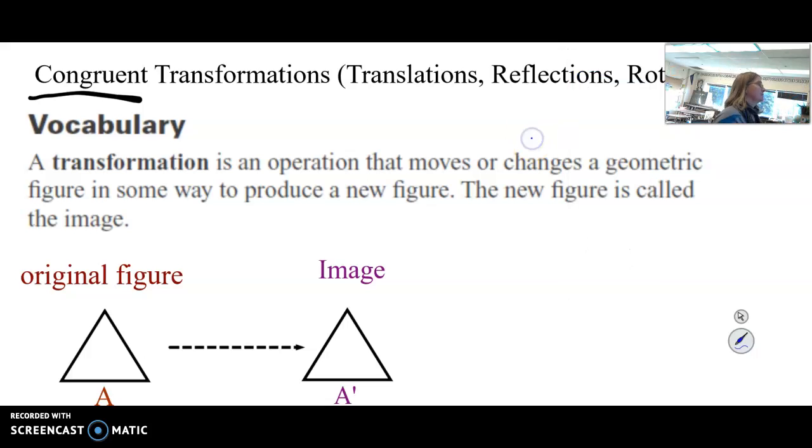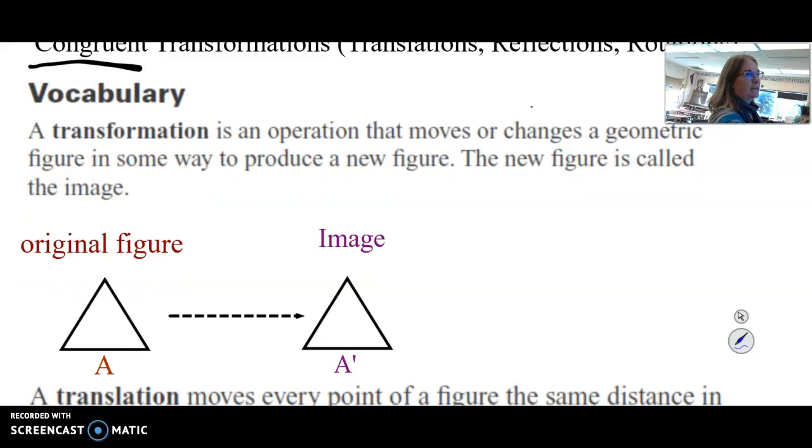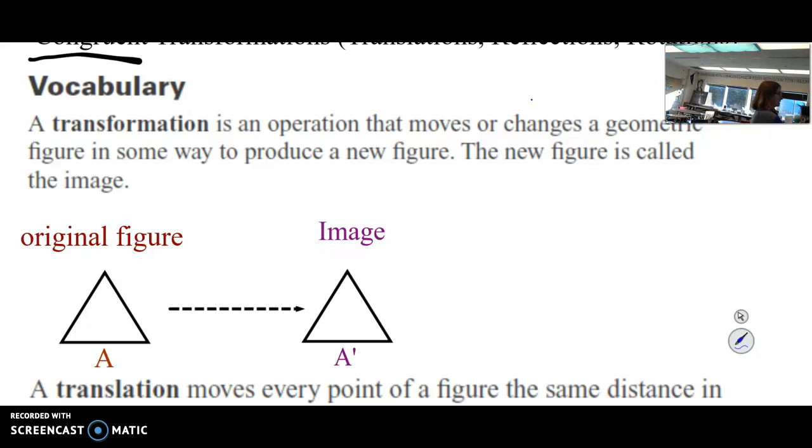So a little bit of vocabulary here. A transformation is an operation that moves or changes a geometric figure in some way to produce a new figure. The new figure is called the image. Here we have an original figure labeled A, and if we move this figure over here, we produce what's called an image. It's supposed to be exactly the same.